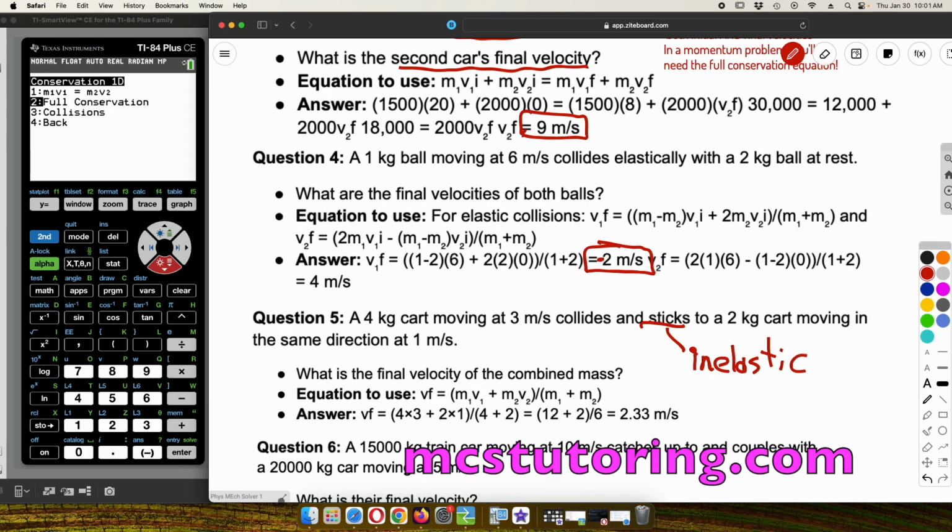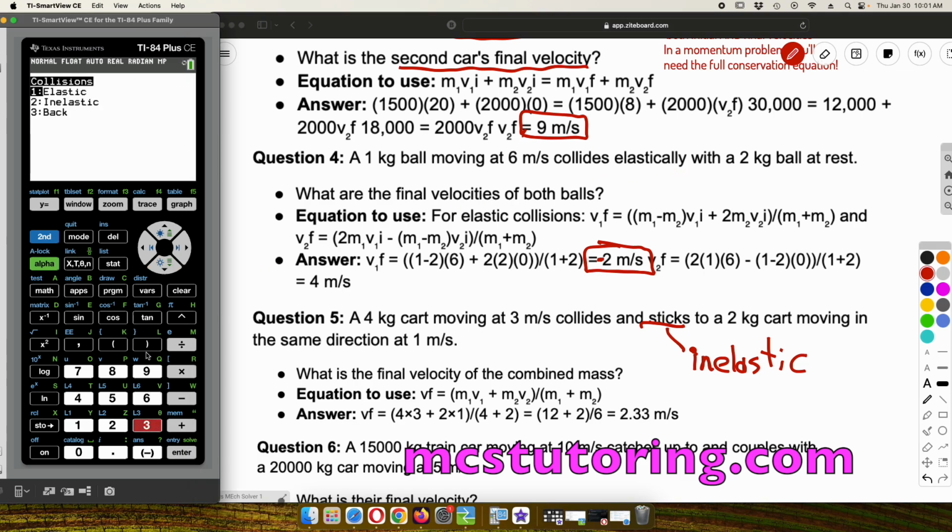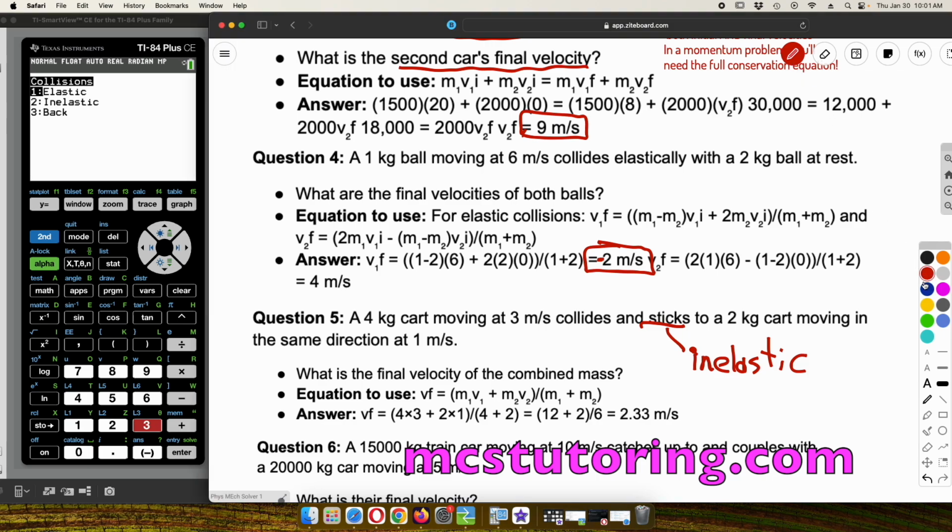Question 4. A 1 kilogram ball moving at 6 meters per second collides elastically. So we have a collision going on, and it's elastic. Let me explain that for those unfamiliar. If you're familiar, go ahead and fast forward a minute or so. Elastic means they bounce. Imagine 2 billiard balls, like if you're playing pool, or if you're in the UK, playing snooker. Balls bounce off each other. That's elastic. Inelastic means they stick together.